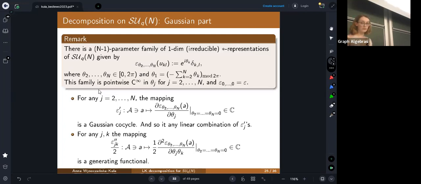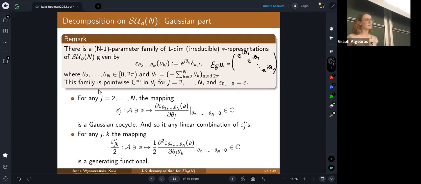And in here, we also have one-dimensional irreducible representations, but there are more of them. Well, we have an (n-1)-parameter family, which means that again, if U is our fundamental representation, E_theta, with theta meaning the tuple, acts as e^{i theta_1}, e^{i theta_2}, and so on, e^{i theta_n}. And since the determinant has to be 1, one of the constants theta has to be fixed so that the sum is 0. So this is again a family that starts, well, if all thetas are 0, we recover the counit.